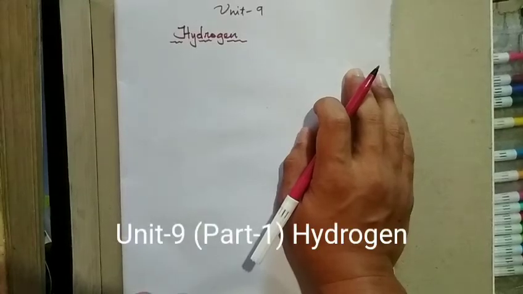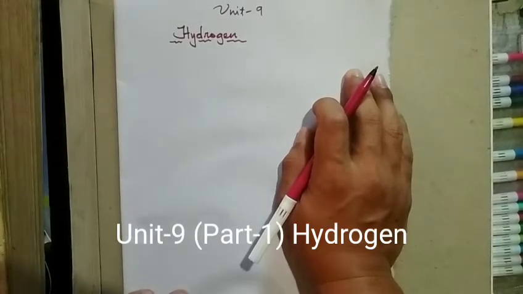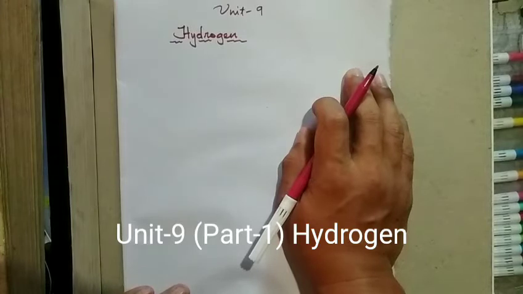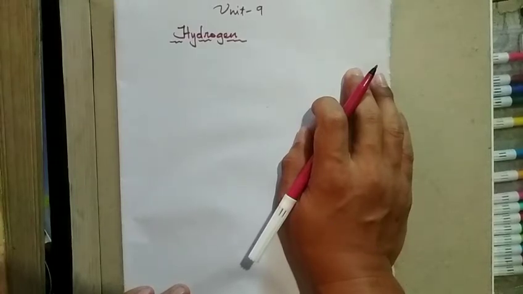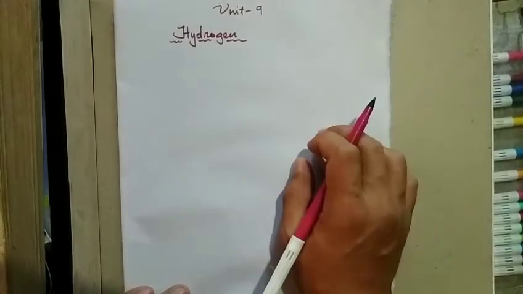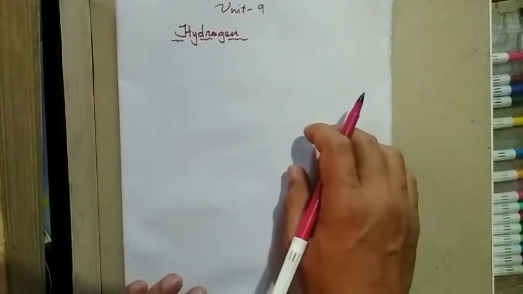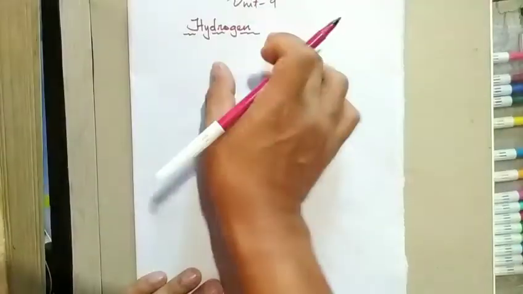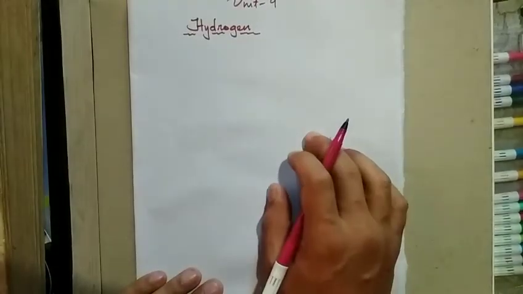Today we are going to discuss a new unit, unit 9, hydrogen. As we all know, hydrogen is the first element in the periodic table. Hydrogen is also the simplest element. It has one proton and one electron with atomic number 1. So let's go to the introduction.